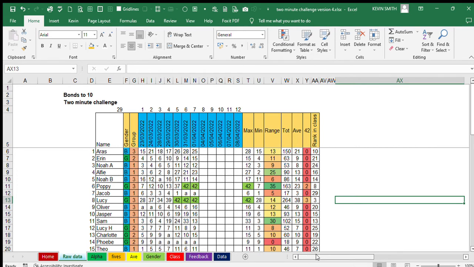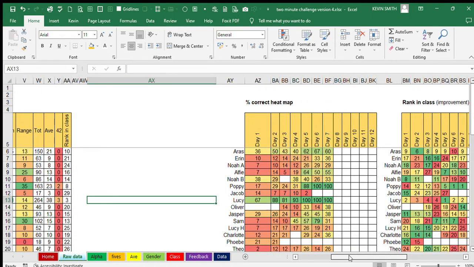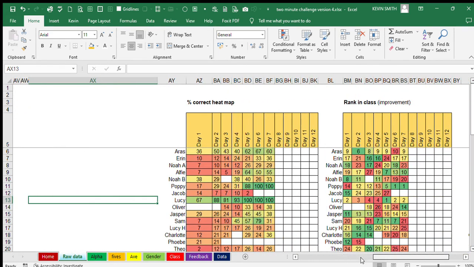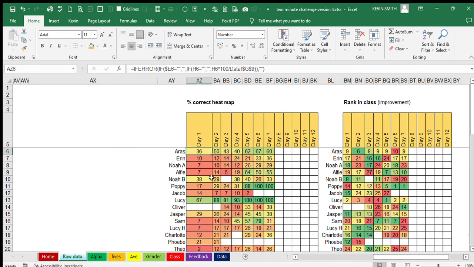I've got a couple of other tables here to look at. This is called the 100%, a percent correct heat map. So Aris on day 1 scored 36% out of his total score, and you can see he got to 67% on day 6. Whereas you see Poppy, 17% on day 1, and then by day 7 she'd got all the questions right.